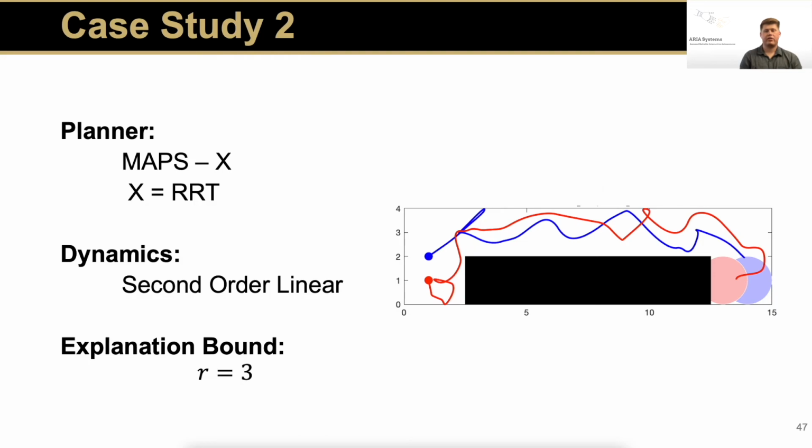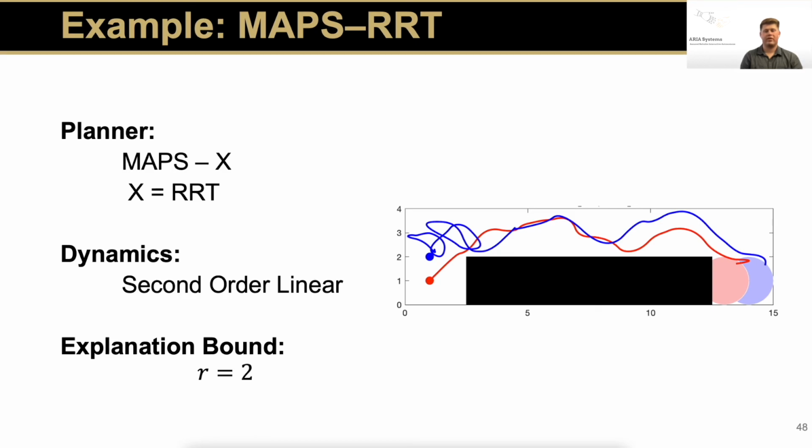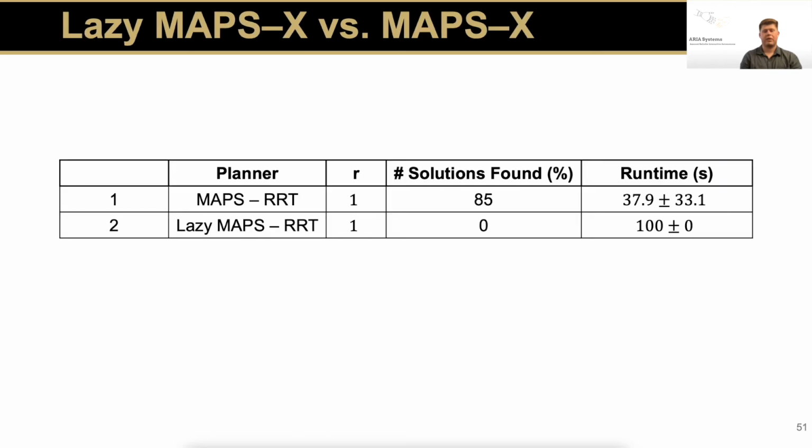The next case study shows a congested space in which both agents need to navigate a narrow corridor. Notice that in this solution, setting an explanation bound to 3 allows both agents to navigate the corridor simultaneously. However, setting the bound to 2 requires that one agent waits for the other to navigate the corridor first, and then when clear, the second agent then follows. This behavior is clear when visualizing the plan using our explanation scheme. As expected, Maps X successfully found a solution to 80% of the problems, while lazy Maps X did not find a single solution.